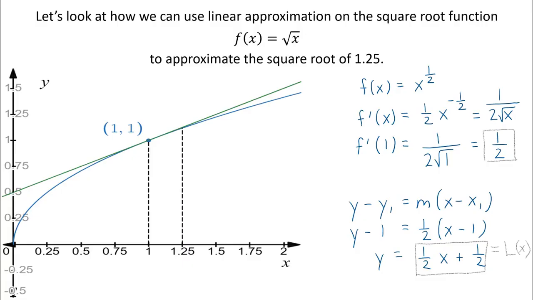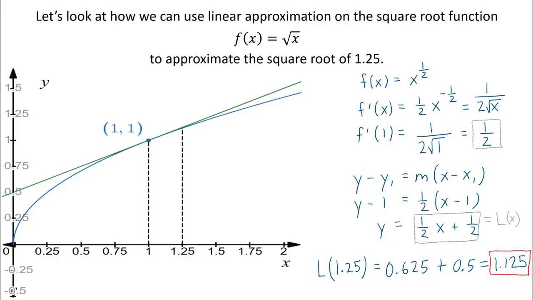This equation is going to be a very good approximation at any x value close to x equals 1 for the square root function. We want to know the square root of 1.25, so we can plug in 1.25 for x into this linear equation, and it's going to give us an estimate that'll be very, very close to the actual value of the square root of x. Evaluating the linear approximation at 1.25 gives us 1.125.